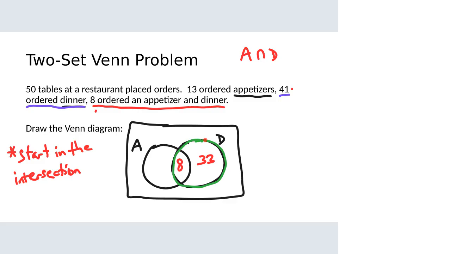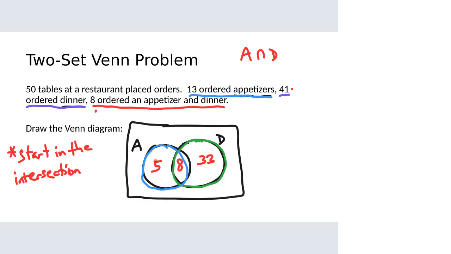Same philosophy is going to apply with our appetizers. When we look at appetizers, it says 13 ordered appetizers. So how many people am I going to put over here in region 1? Excellent, Joanna, Laura, Madison, Katrina, perfect. Lee, 5. I need 13 in this circle, but I already have 8 in there. So I'm not going to put 13 in region 1. I'm going to put 5 in region 1. Now I have 13 tables that ordered appetizers and 8 that ordered both.